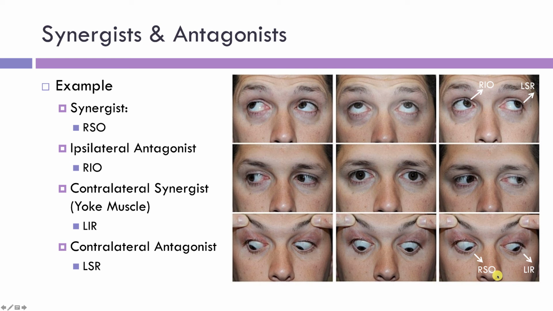or this is the left inferior rectus is the contralateral synergist to the right superior oblique. And so which muscle is the contralateral antagonist to this? Well, it's the antagonist of the left inferior rectus. So it's the left superior rectus. That's the contralateral antagonist to the right superior oblique.